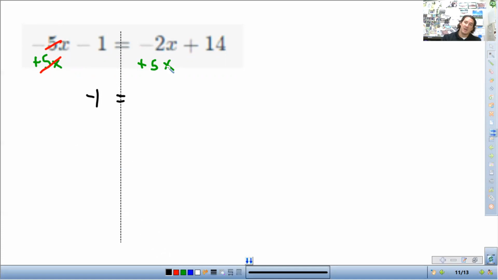So think about the number line. Negative 2 is just to the left of 0. When we add 5, we count to the right. So we're going to cross over into the positive values. So you get 3x, positive 3x, plus 14.